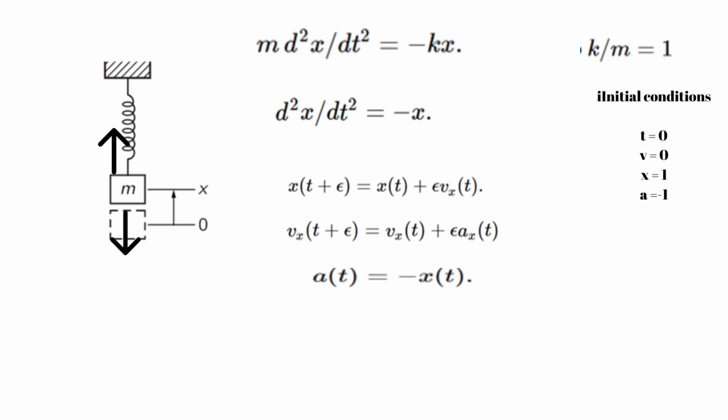The second equation tells us how v behaves after some small time epsilon. First, we have the velocity at time t, and we add epsilon times acceleration, which is the change in velocity over some tiny time epsilon. The last equation comes from our equation of the mass hanging from the spring, that the acceleration is equal to minus x. If we find the distance, velocity, and acceleration at some time epsilon, we can use that data to iterate in order to find the next distance, velocity, and acceleration.